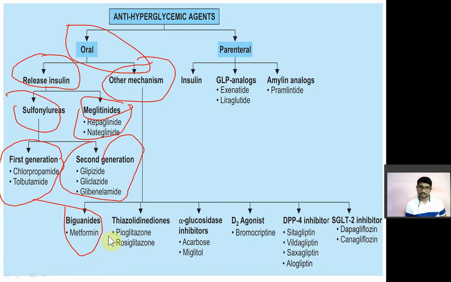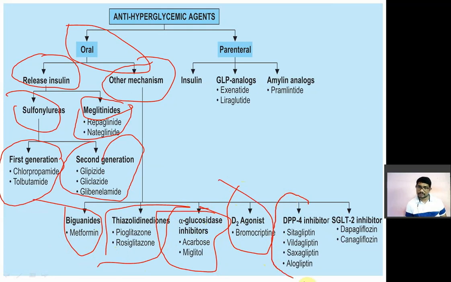Then another class is the thiazolidinediones, in which you have pioglitazone and rosiglitazone. Then alpha glucosidase inhibitors: miglitol, acarbose and voglibose. Dopamine receptor agonist, bromocriptine. DPP-4 inhibitors, all the gliptins like sitagliptin, vildagliptin, saxagliptin and alogliptin. Sodium glucose transporter 2 inhibitors, all the gliflozins like dapagliflozin and canagliflozin, are the SGLT2 inhibitors.